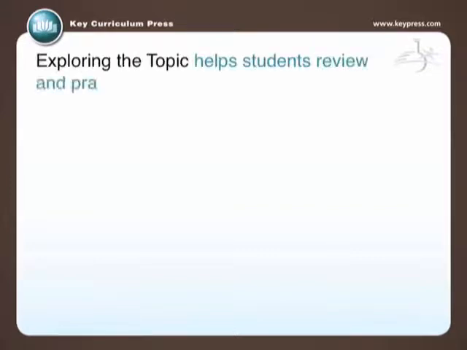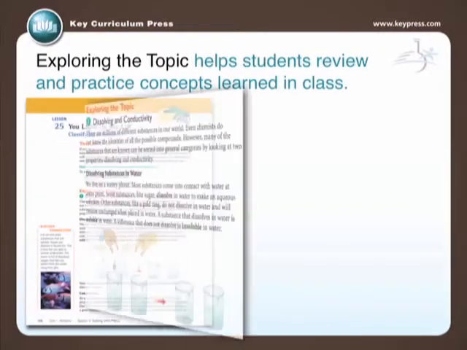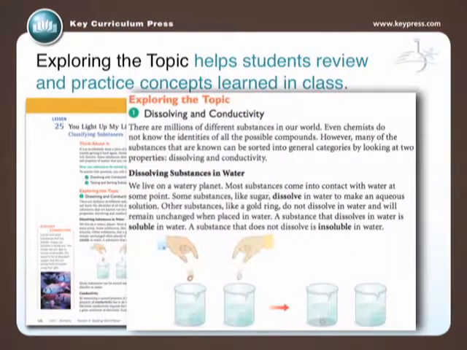Explore the topic gives students another opportunity to reflect on what they did in class. Because they review and practice every day, you spend less time reteaching concepts, and students who miss a class will know exactly what was covered and won't fall behind.